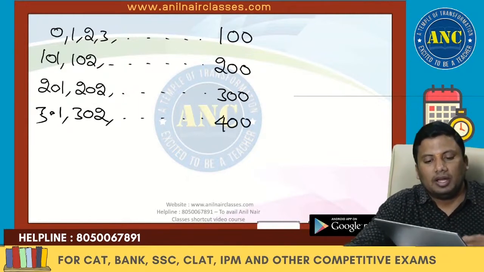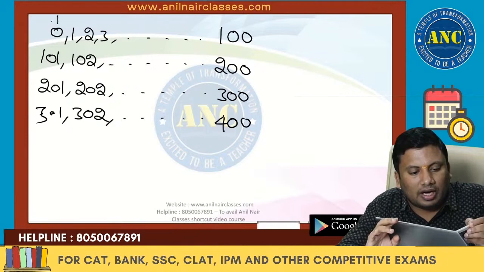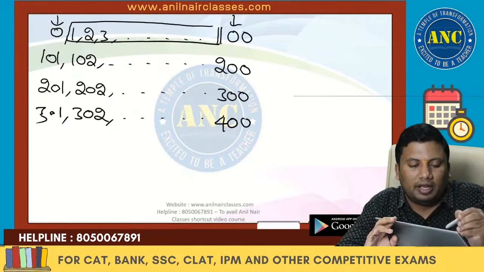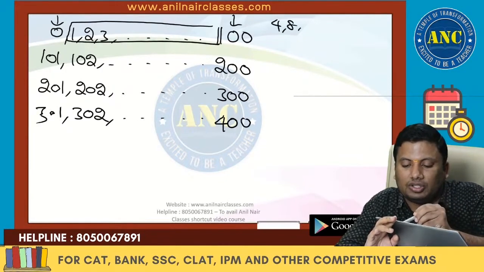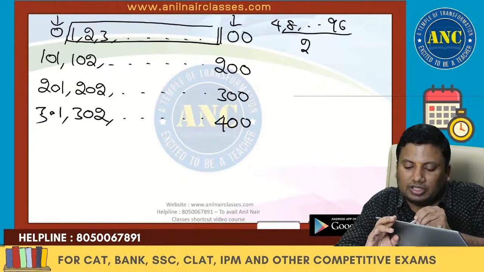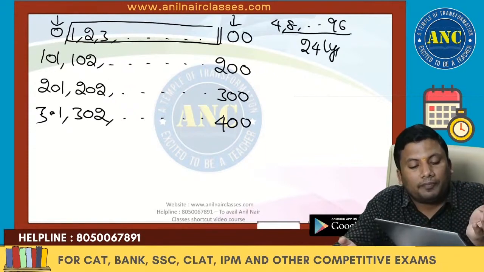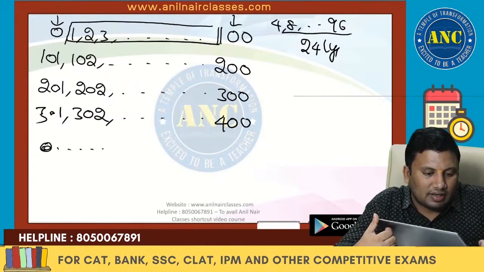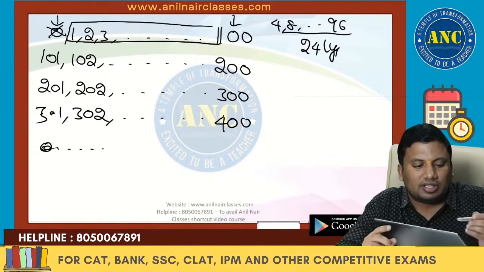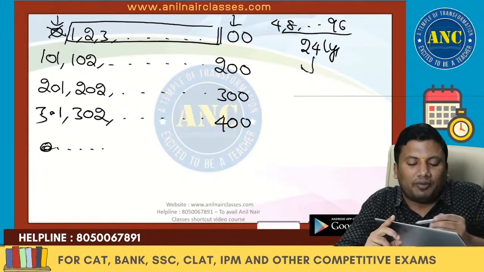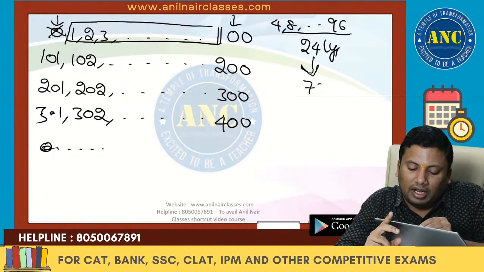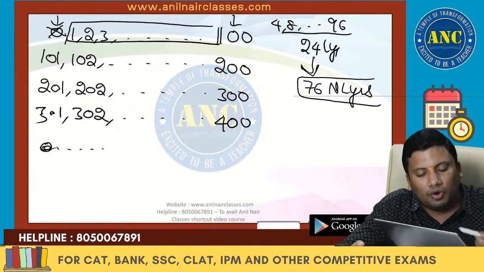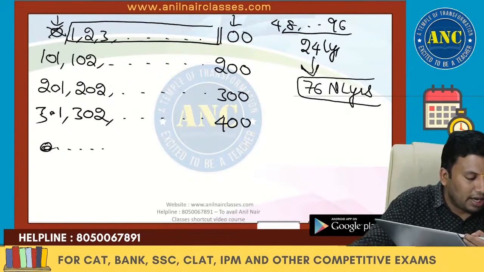Now tell me, from 0 to 100, from here to here, how many leap years are there? Leap years will be 4, 8, 12 till 96. 24 leap years are there. In fact, we will write it like this. Okay, we will remove this 0, then you will understand it. Out of 1 to 100, which is 100 years, 24 leap years are there. Remaining is 76 non-leap years. There is no way that an extra will come. I hope it is clear.